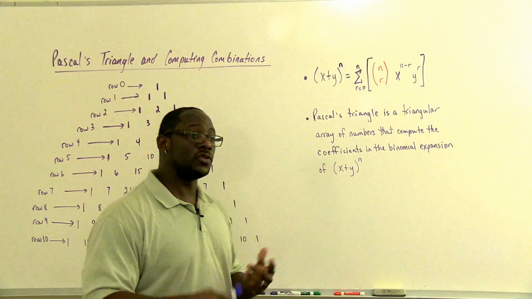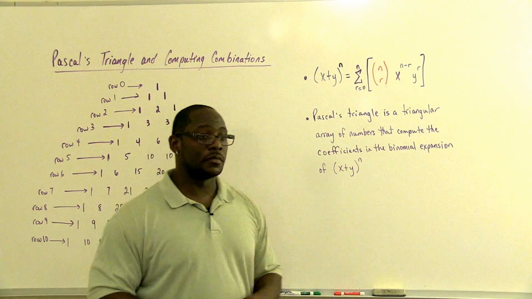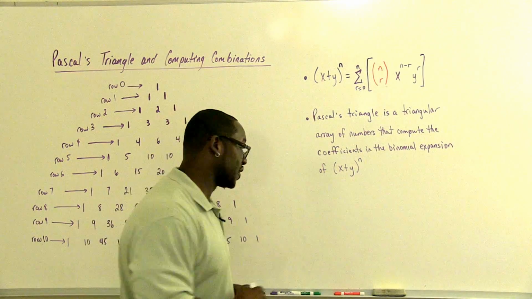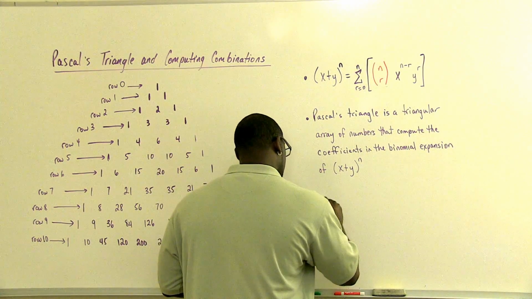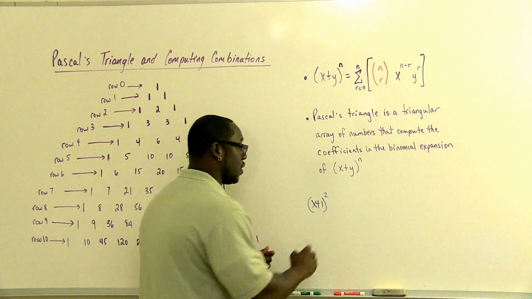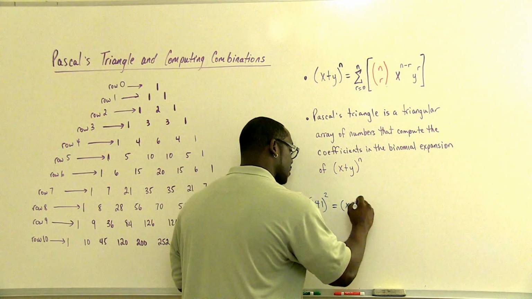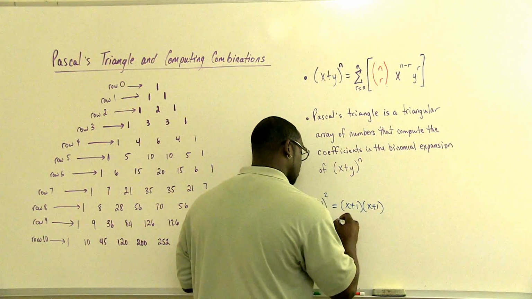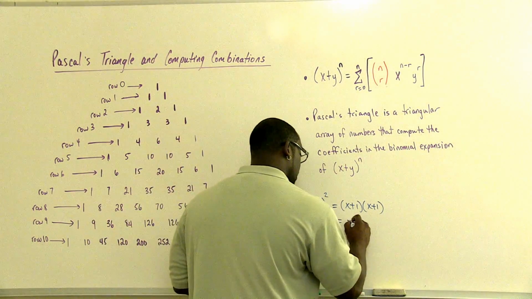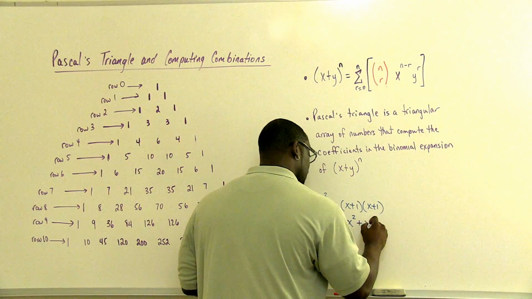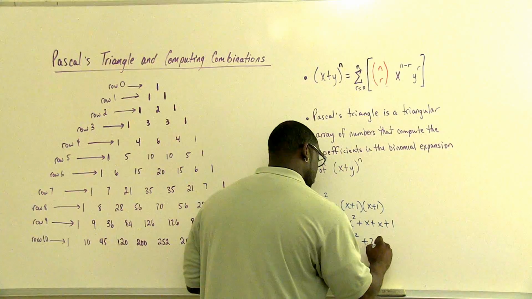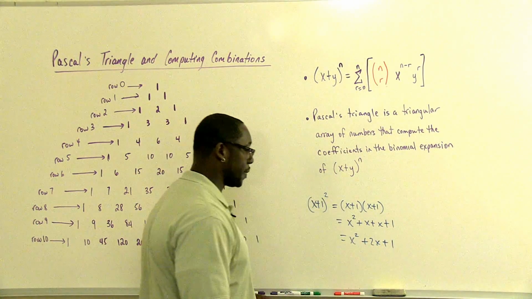And to show you that this particular array of numbers actually computes those coefficients, I'm going to do a simple example. So let's say we have x plus 1 squared, okay? We all know that x plus 1 squared is the same as x plus 1 times x plus 1. And when we multiply that out, we end up getting x squared plus x plus x plus 1, which gives us x squared plus 2x plus 1, okay?